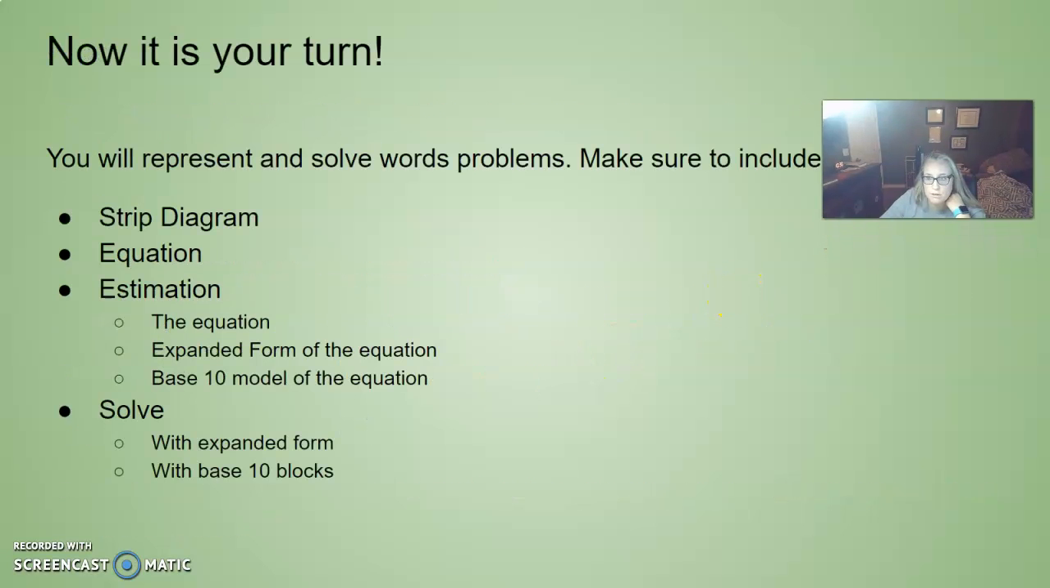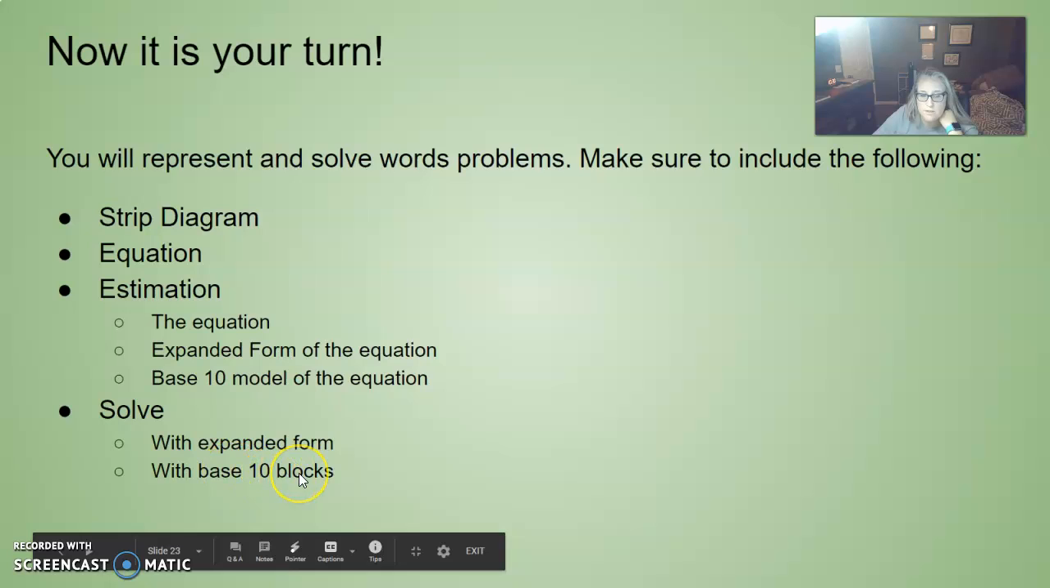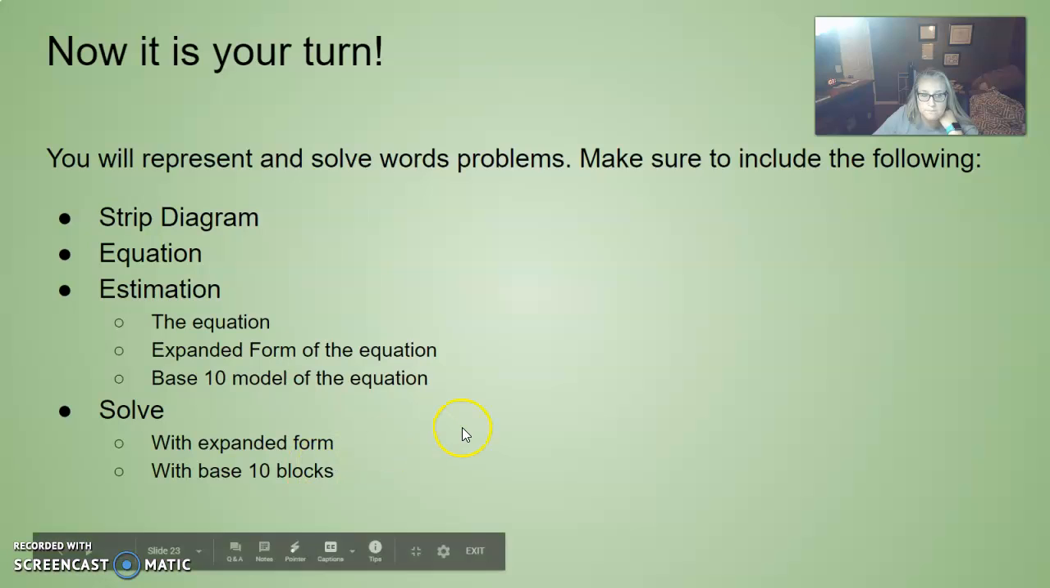Now it's going to be your turn. In a moment, I'm going to show you what your page is going to look like, but you are going to represent and solve word problems. Make sure you include the following information. You're going to draw a strip diagram. You're going to write your equation. You're going to show me your estimation, so you're going to write the actual equation. You're going to write it in expanded form, and you're going to model it with base 10 models. Then you're going to solve. You're going to solve with the expanded form, and you're also going to solve using your base 10 blocks. That way you're able to really prove your answer with your model.